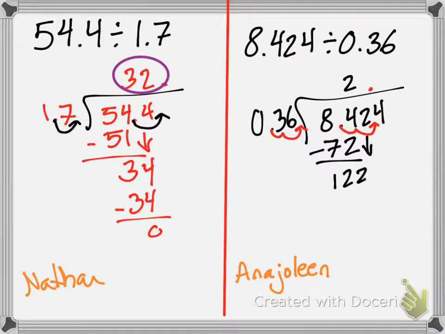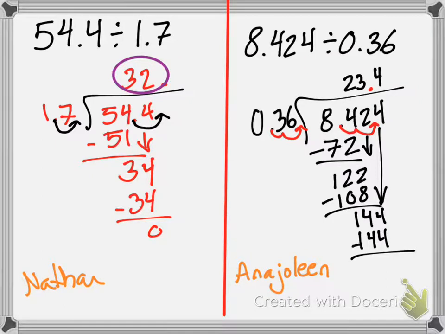I'm going to bring down my 2. How many times does it go into 122? I subtract, and what do I get? You get 14. And then I bring down the 4. And how many times does it go into 144? 4 times. And that is? 23.4. Our answer, you're correct. It's the 144. We get 0. You're perfect. Yes, as you were saying the answer already, Miss Smarty Pants, 23 4/10. Excellent work, you guys.